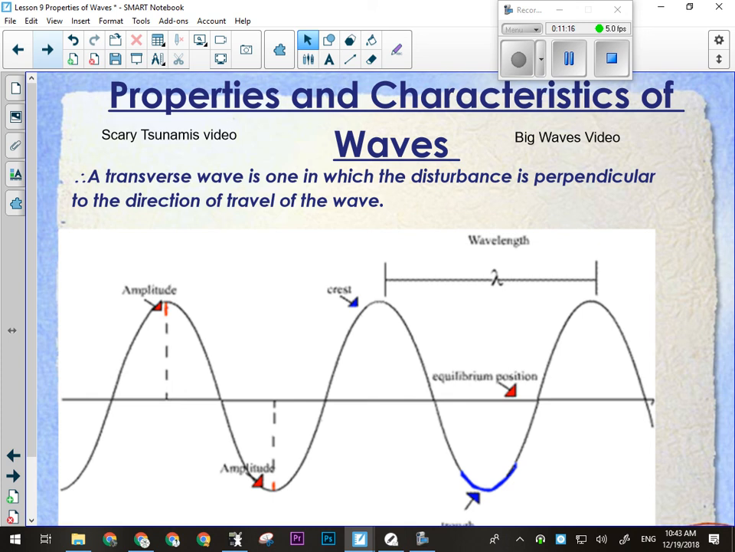The maximum distance from the undisturbed position of the medium is the amplitude. Okay, amplitude represents energy in a wave. The bigger the wave is, the more energy it carries. Speed actually has very little to do with the energy of a wave, because all sound, regardless of how loud it is, travels at the same speed. Okay? Speed of a wave is controlled by the medium in which it travels.